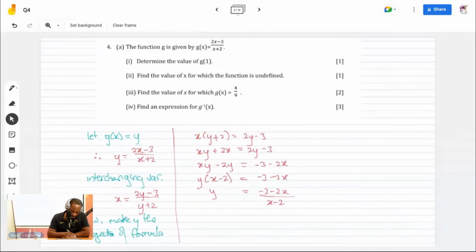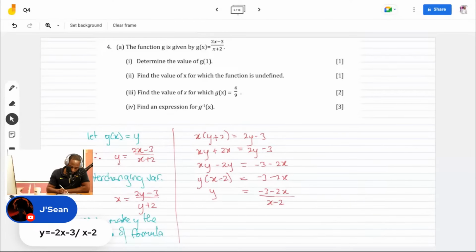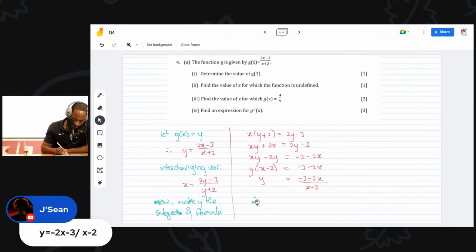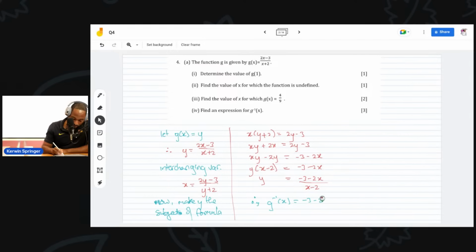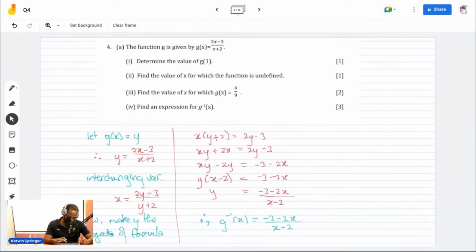Therefore, you need to finish off with another little conclusion here. Therefore, g inverse of x is equal to negative 3 minus 2x over x minus 2. And we just finished our question 1. Did we? No, we didn't. Let's go on to page 3.